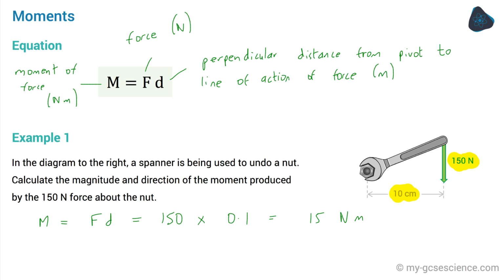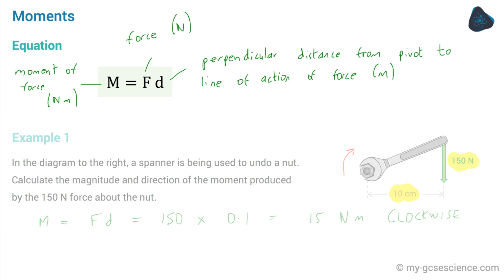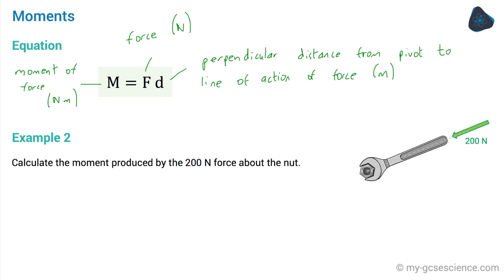Next, the direction of a moment can be either clockwise or anti-clockwise. Here, because the force is pushing down to the right of the nut, it's going to cause it to rotate in this direction, which is clockwise. Why don't you pause the video now and have a quick go at example 2.